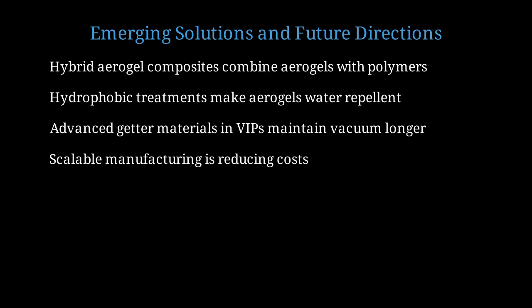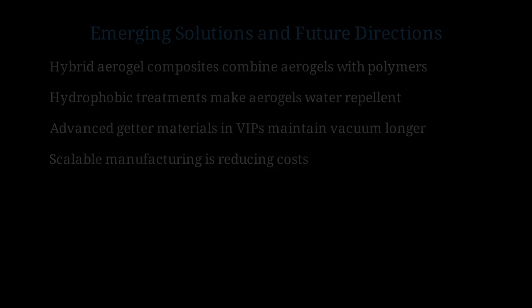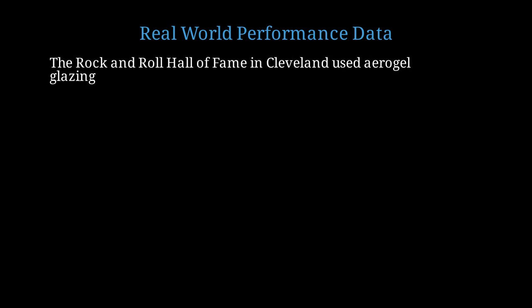Some projections suggest costs could fall by 50% within the next decade. Let us examine some real-world performance data from buildings that have implemented these technologies. The Rock and Roll Hall of Fame in Cleveland used aerogel glazing in their windows. They reported a 40% reduction in cooling loads during summer while maintaining excellent natural lighting.